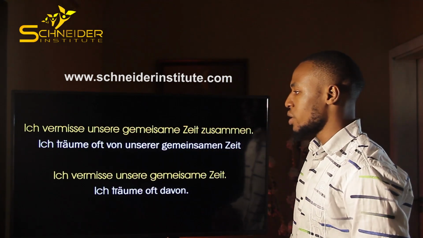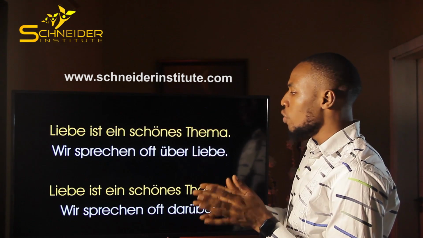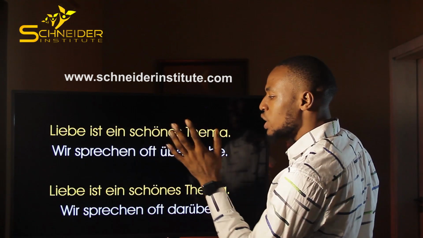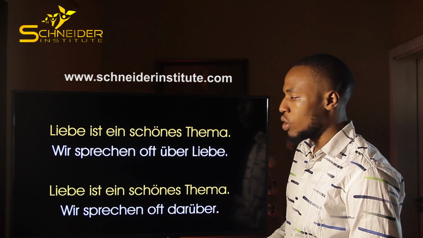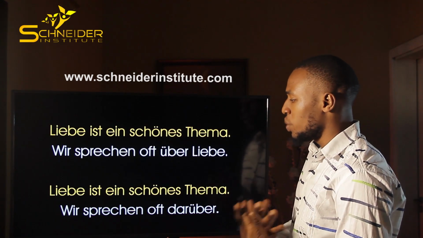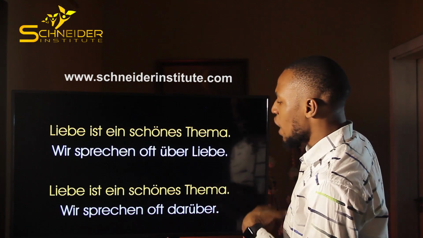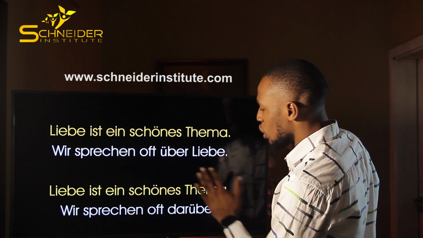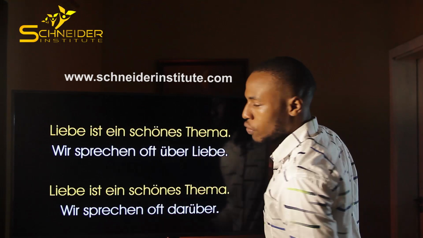Now let's look at another example. Here it says, Liebe ist ein schönes Thema. Love is a beautiful topic. Wir sprechen oft über Liebe. We often speak about love, more like we often talk about love. Here, I don't have to repeat what? The love again. Because in the first statement, I've already said love.